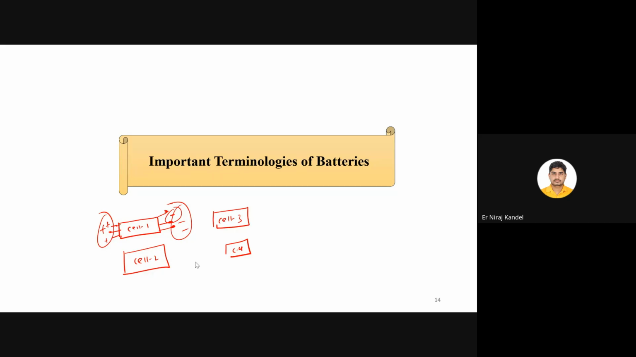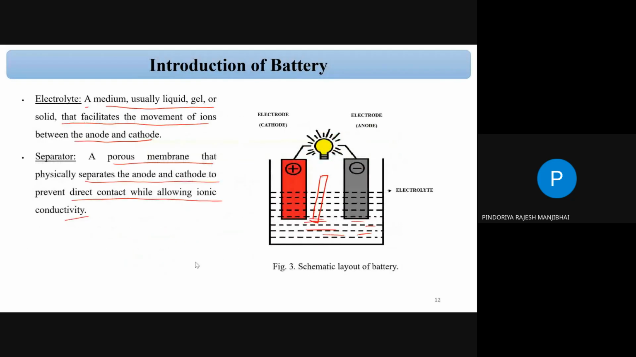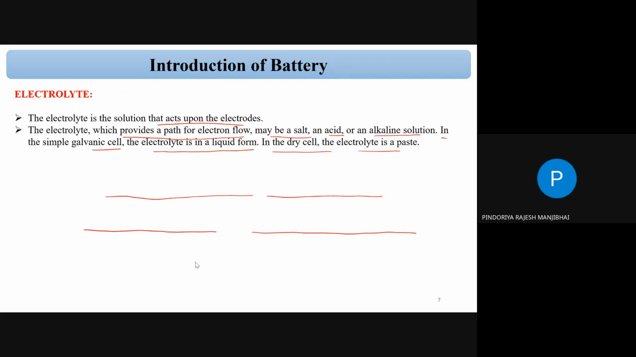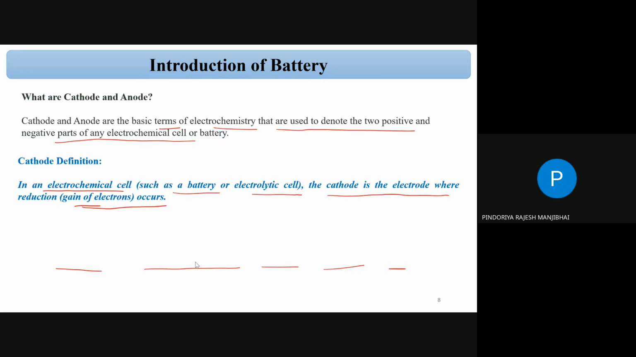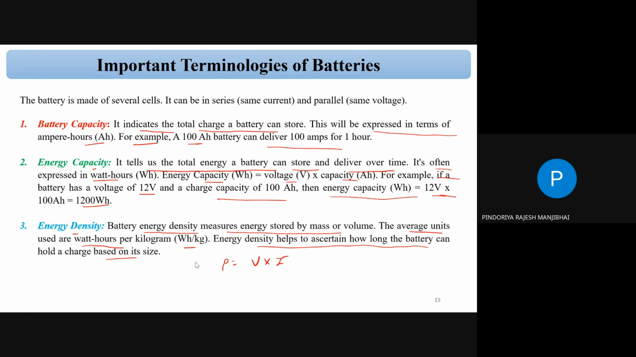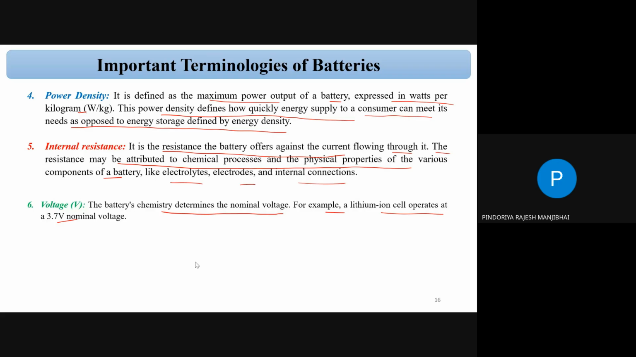So what is the concept about the EV batteries, sir? How are they connected? What is the value of the cell? Is it 2 volt or is it larger? No, for a lithium ion battery it is 3.7. I mentioned it in the PPT: a lithium ion cell operates at 3.7 volt nominal voltage. So one cell is 3.7 volt.